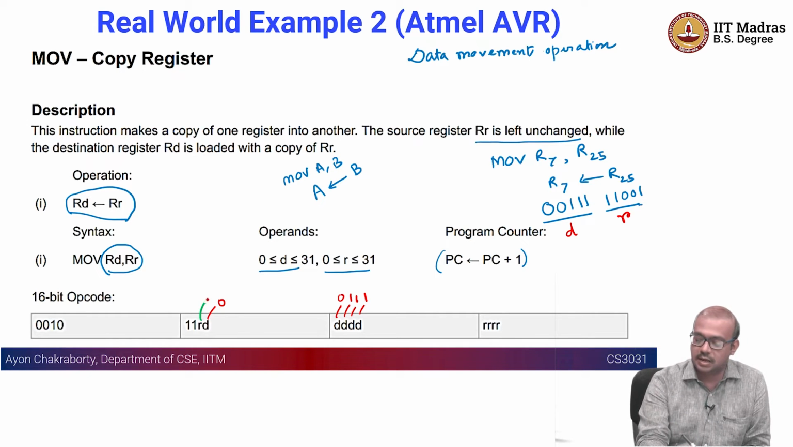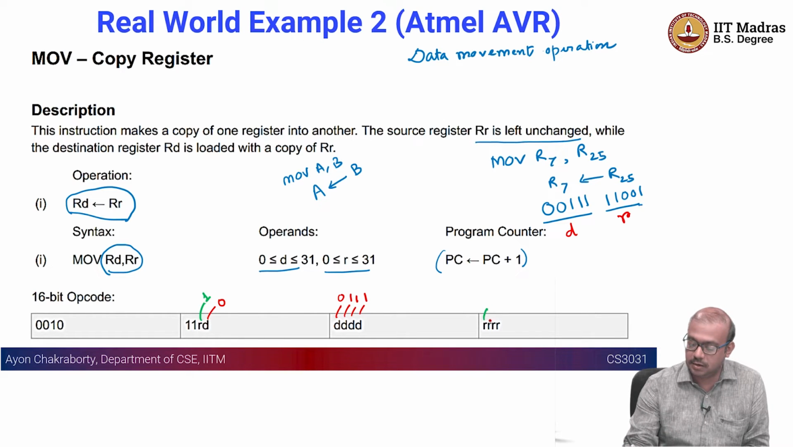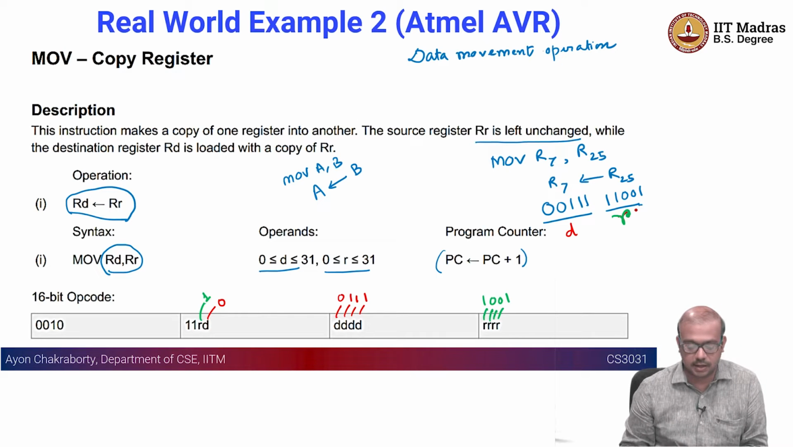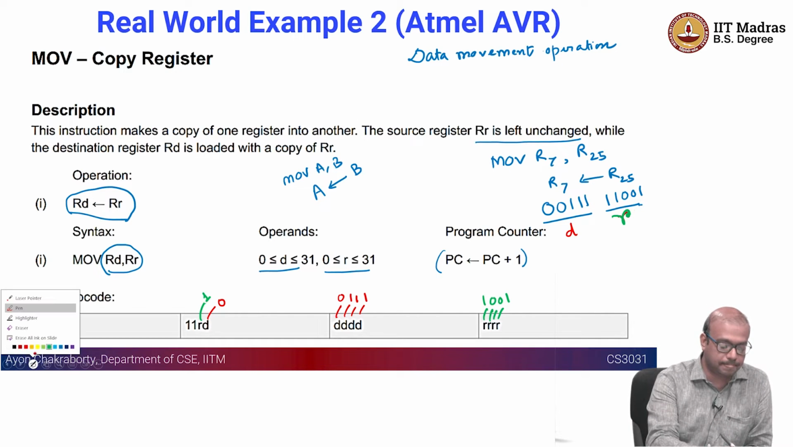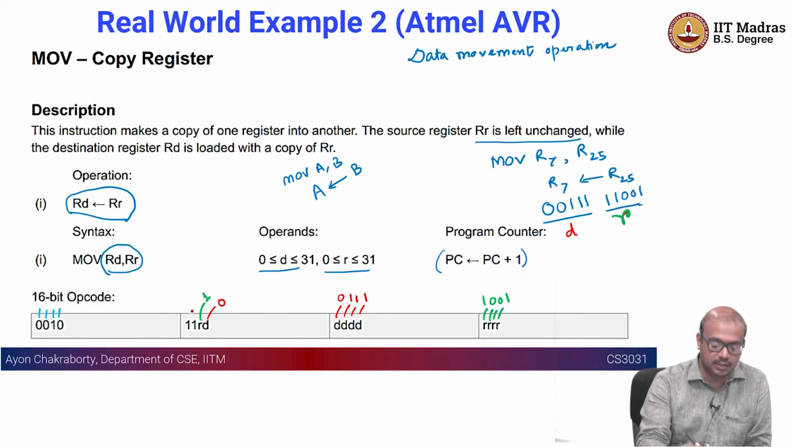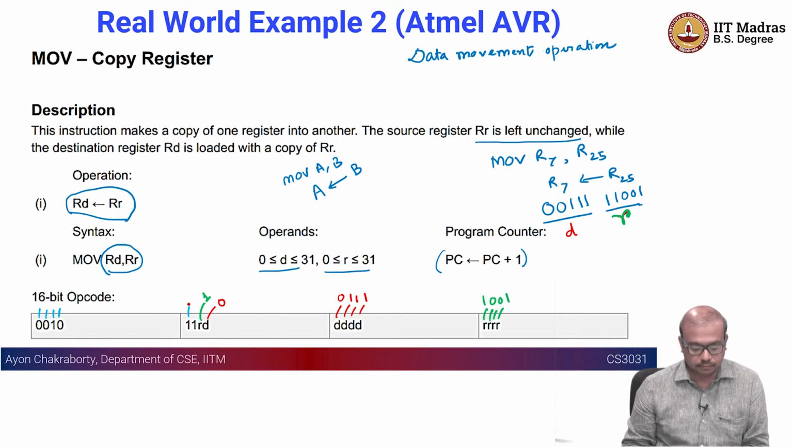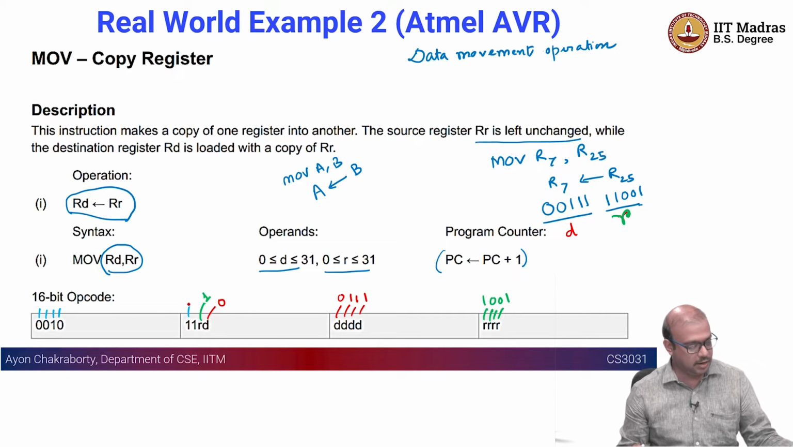So this R is now going to become 1. The rest of it is 1001. So this is your R, and D is in red. The rest of the bits are 0010 and this is 1. Okay, so you can see what is the machine code for this particular instruction.